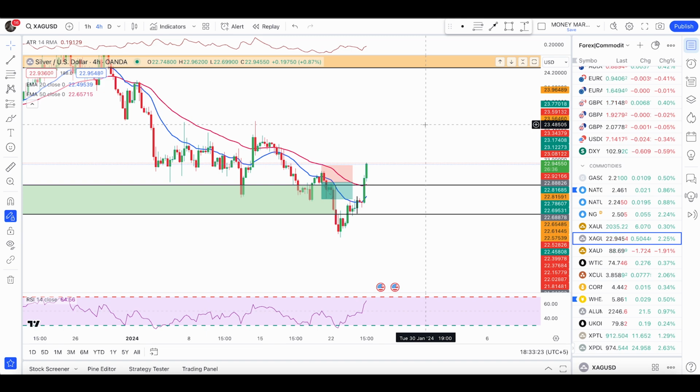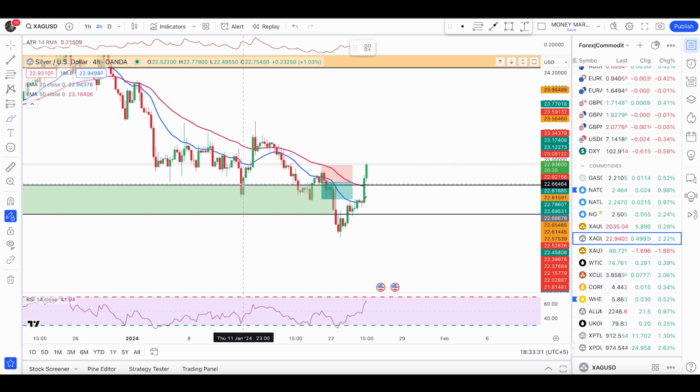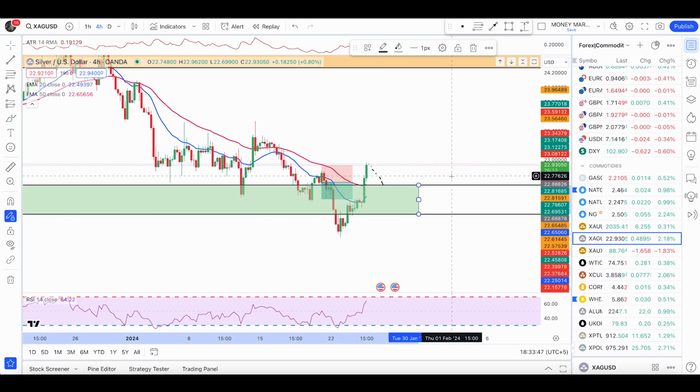Then we have silver. Silver is pushing up and we did not get any entry condition. So it is very important. A good example, if there is no condition, we are not taking any trades. The price has now broken above 50 EMA and we can get a possible pullback or a possible retest of this zone, which is 22.25, that goes up to 22.65.